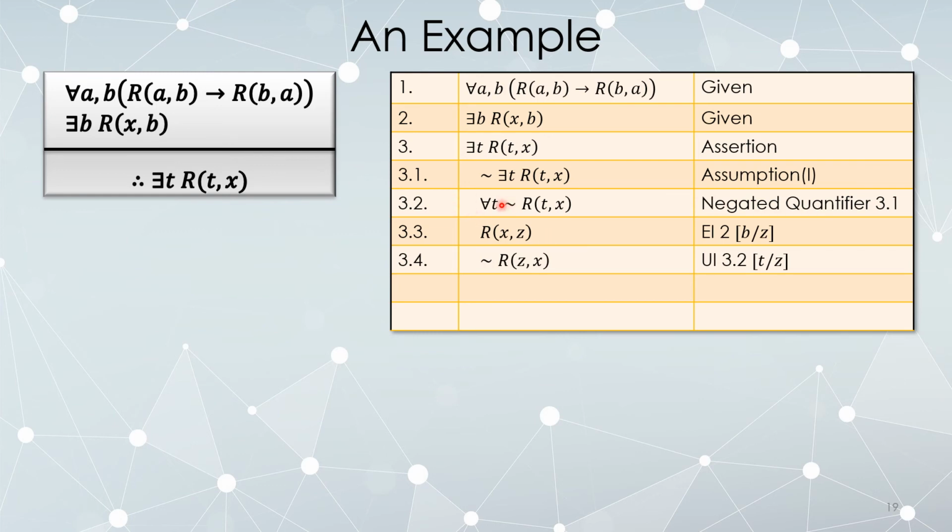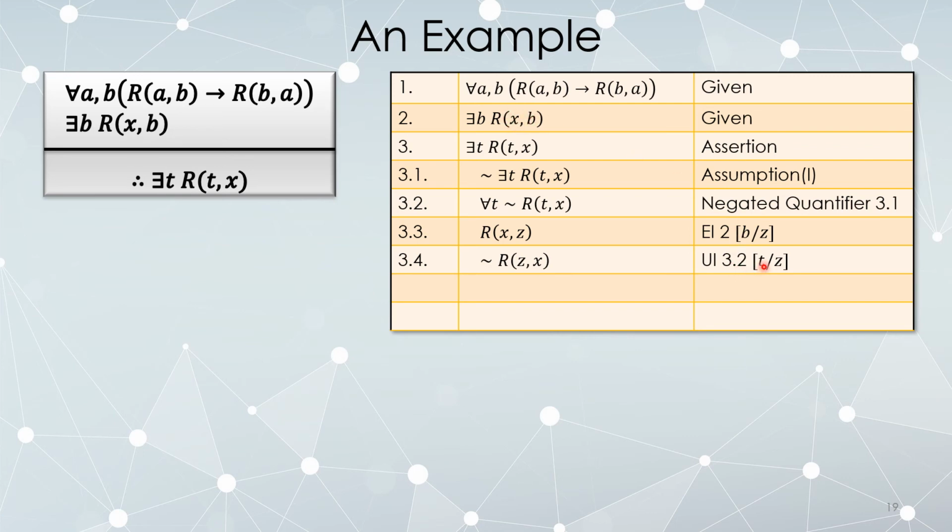So now look, we've got for any t, not r of tx. There exists a thing for which r of x, comma b. So we're going to go ahead and existentially instantiate and universally instantiate those two lines. The existential instantiation needs to come first because I want to use the same variable in both. I want to replace b with z in line 2 so that I get r of xz.